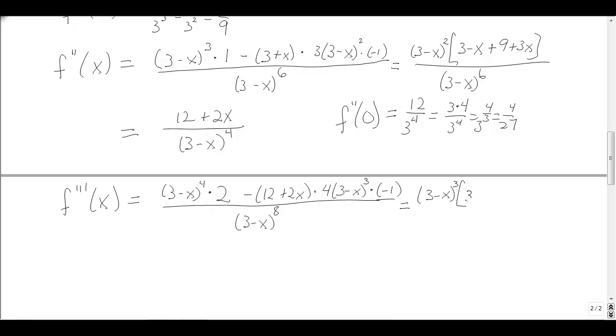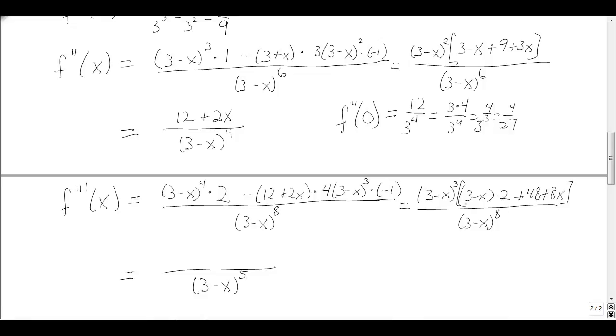I'm left with a 3 minus x times 2. Minus 1 times the negative gives me a positive, plus the 4 times the 12 plus 2x. So that's 48 plus 8x. And then I'm going to divide by 3 minus x to the 8th. And so let's see what I get. I can cancel a 3 minus x cubed, so I'll end up with a 3 minus x to the 5th here.